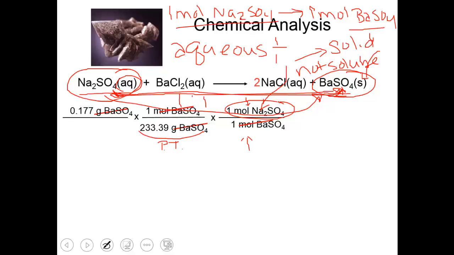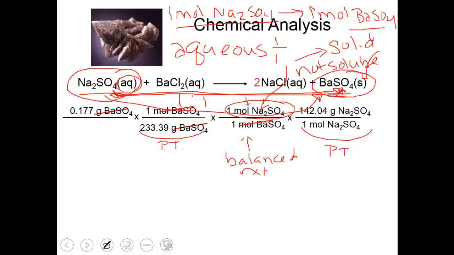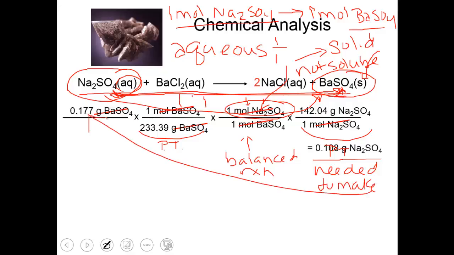So how many grams were in the original sample? We have moles of it, so we'll use the molar mass from the periodic table. This comes from the balanced reaction. And we will find that we needed 0.108 grams of sodium sulfate to make the 0.177 grams of barium sulfate. So that's what was present in the original mineral sample.